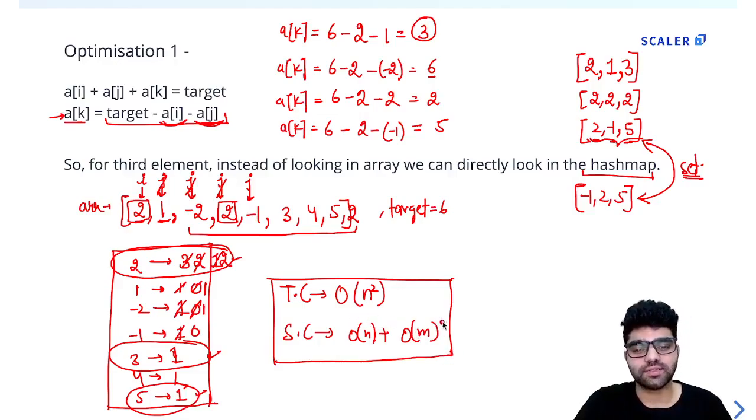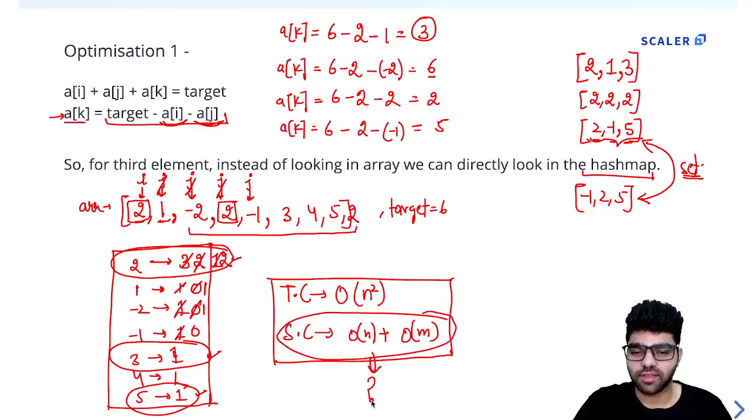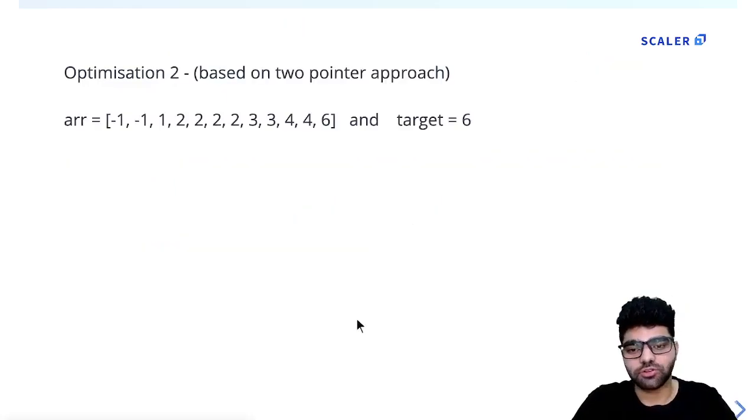Now the question arises: can we really optimize this space complexity? Can we really do this question in constant space complexity and O of n square time complexity? So definitely. How to do this? It is going to be my optimization 2, which is based on the two-pointer approach. So it is a prerequisite for this question. You must be aware of this two-pointer approach.